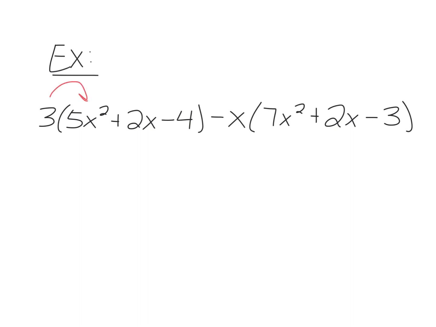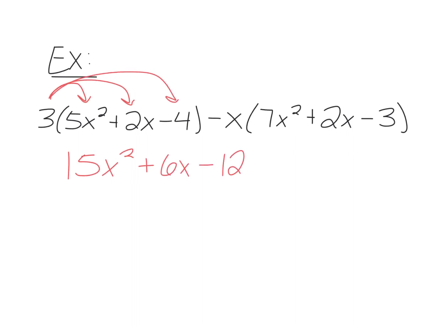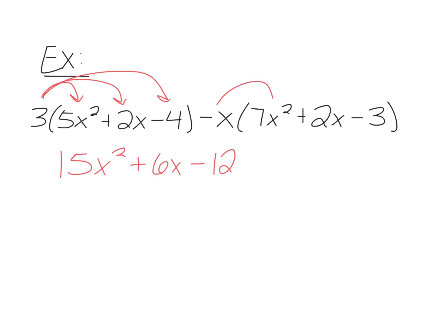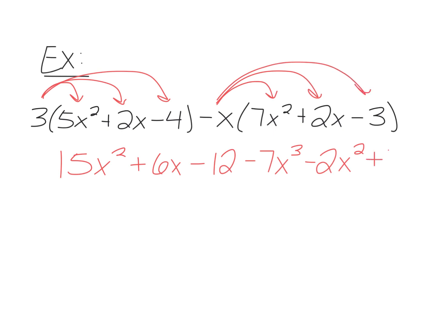So 3 times 5x squared, 15x squared, and then we have 3 times 2x, 6x, and then we have 3 times negative 4. Negative 12, good. Now that last one, take that negative with negative x times 7x squared. X to the third. Negative x times 2x. X squared. Then negative x times negative 3. We get plus 3x.